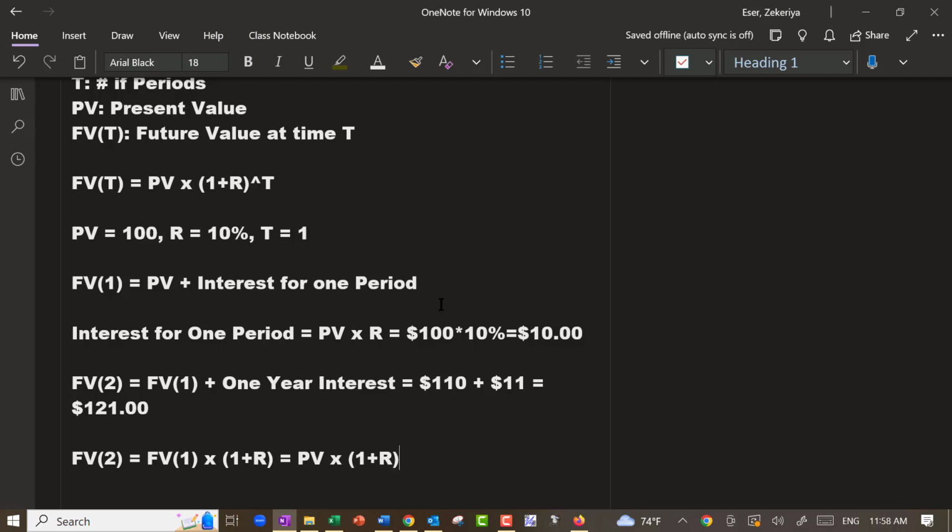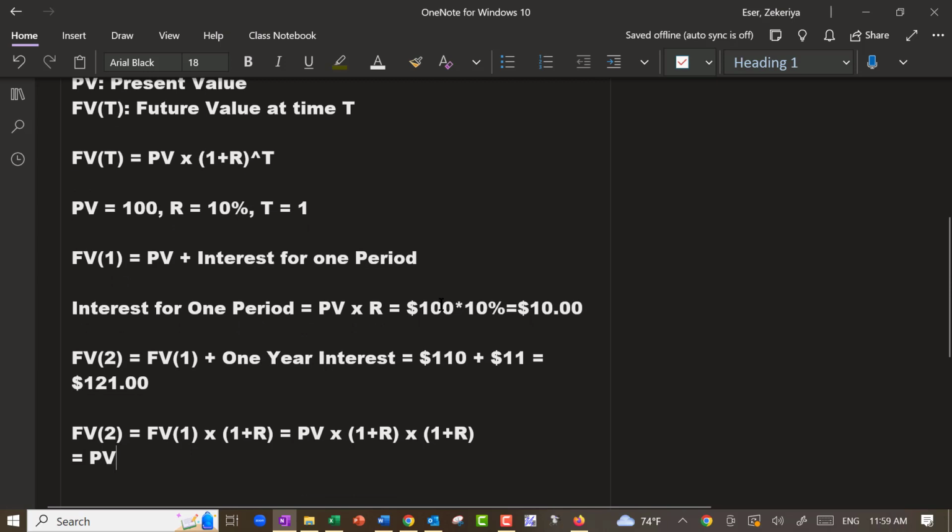Since we're civilized people, we're not going to write that symbol like that. If something is multiplied by itself, you call it a square, right? Or exponent 2. Since you're finance majors, I don't have to show you the third step. If I repeated this procedure, FV3 is going to be PV times 1 plus R raised to the power 3, and so on. Okay. Now, that's basically our equation of motion.